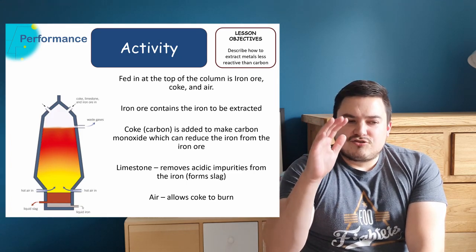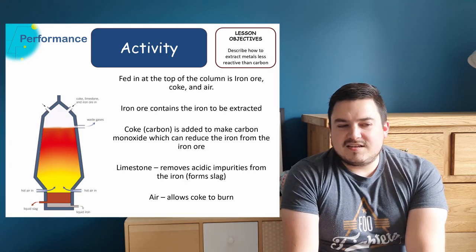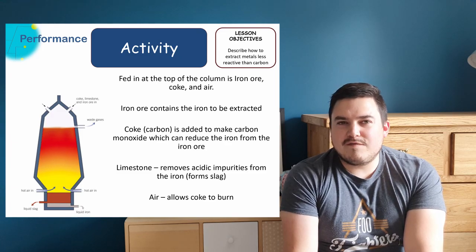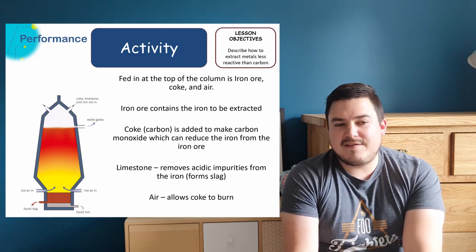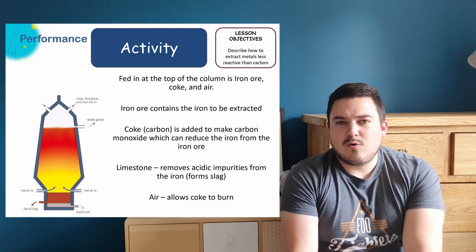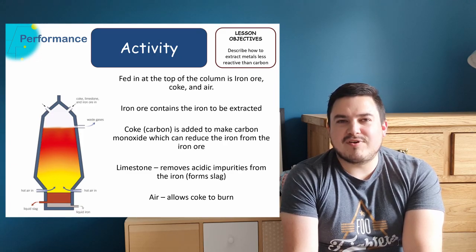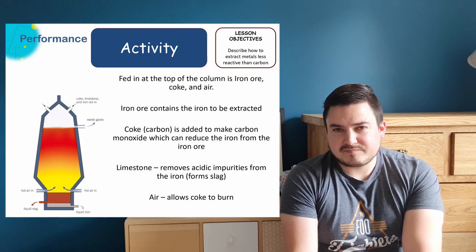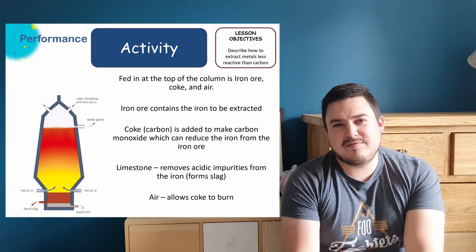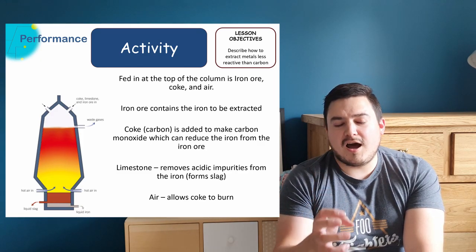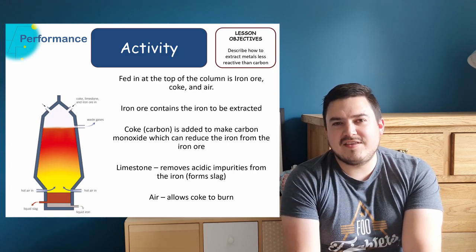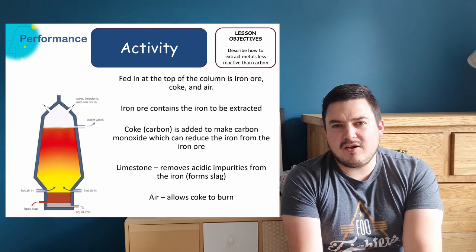That iron oxide is going to drop down into the hotter section of this blast furnace. It's going to be heated up to a very, very high temperature, so it effectively becomes a liquid. When this happens, that iron ore is going to start reacting with the carbon. It's going to do exactly like we said before with the copper. The carbon is going to replace the iron in the iron oxide and form carbon dioxide.